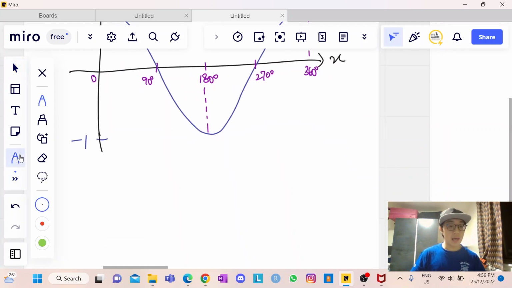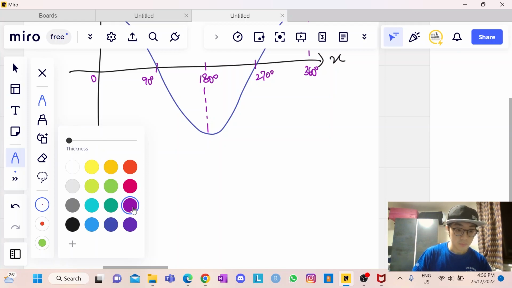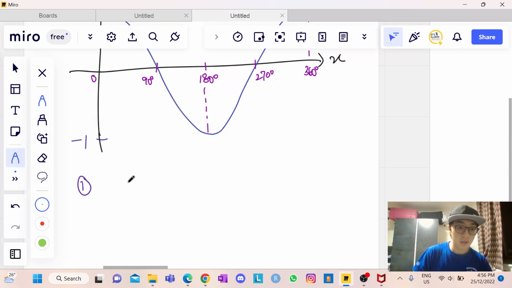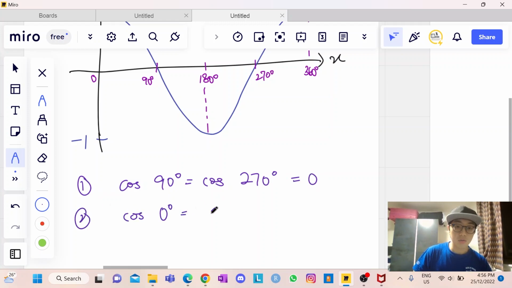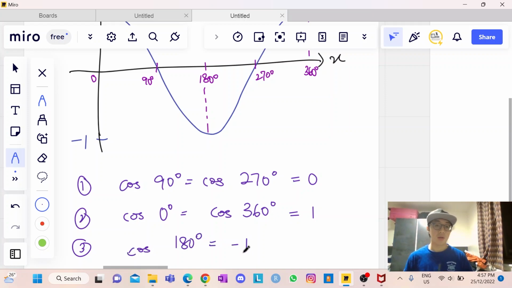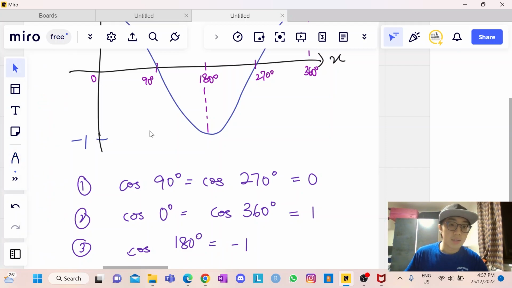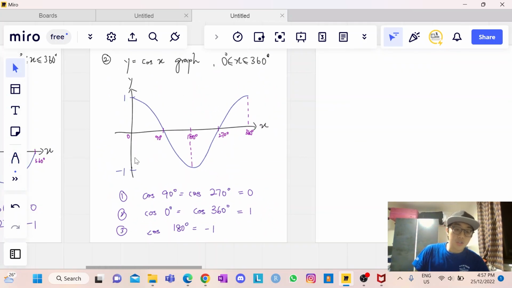So what we can analyze from this graph is, number one, cos 90 degrees is equal to cos 270 degrees, which is equal to 0. Second, cos 0 is equal to cos 360 degrees is equal to 1. And last but not least, cos 180 degrees is equal to -1. So these are the properties of a cos graph.